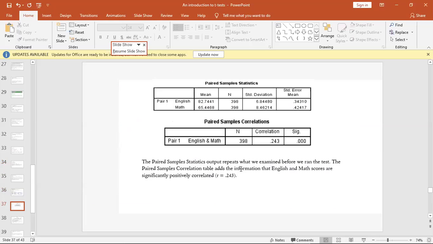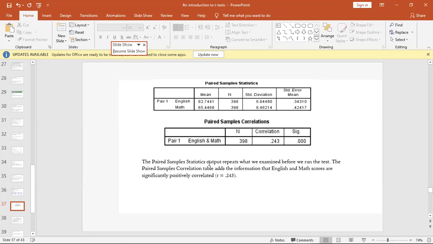After running the test, these are the results that I obtained. The first table I got is descriptive statistics: the mean value for English, the mean value for mathematics, the sample size, and the paired sample correlation. As this is a paired sample, as both samples have a relationship, you need to find out the relationship between maths and English. Here the correlation is 0.23, and the significance value is 0.00.